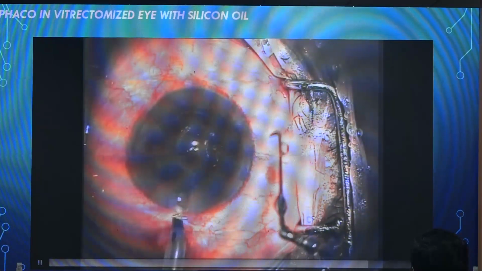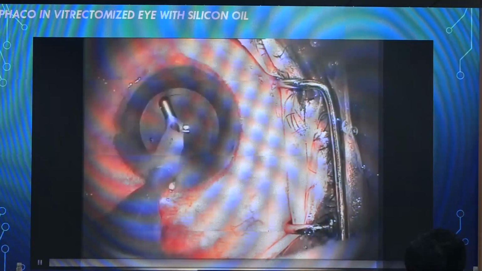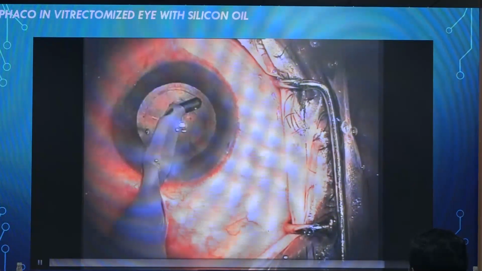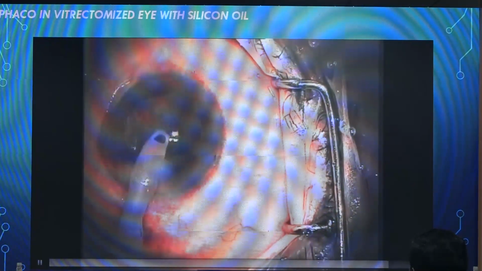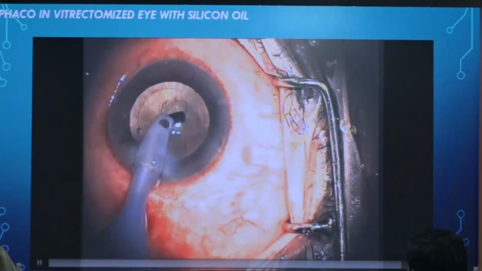So once we have done with this, you can see the glistening. This glistening is typically seen in cases of silicone oil filled eyes. Once the cortical matter is removed, we can see that the plaque I showed in the picture is there.